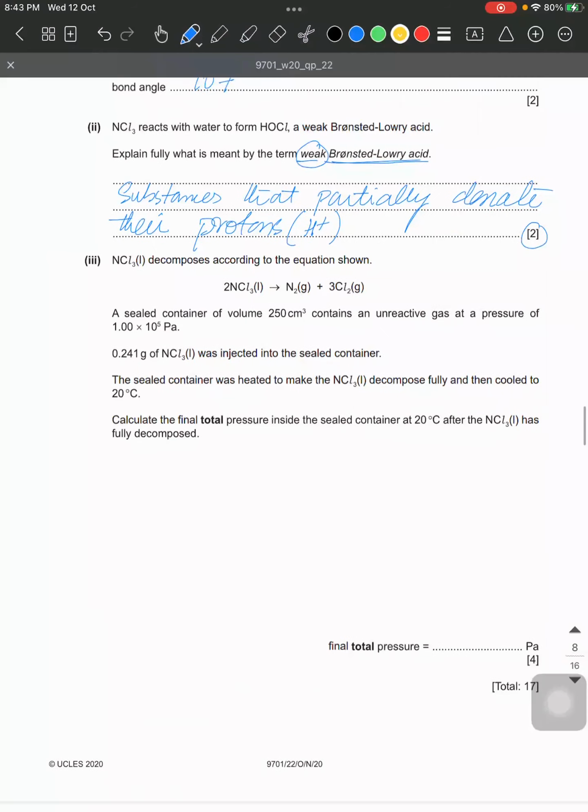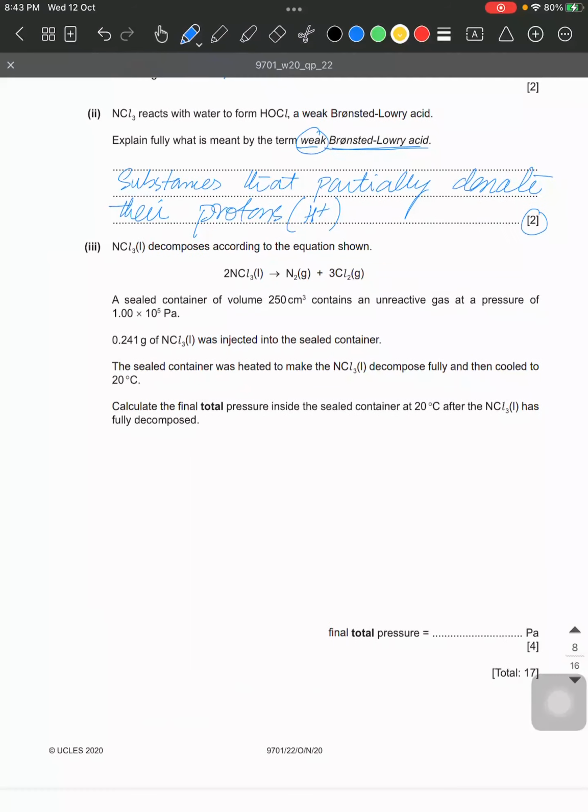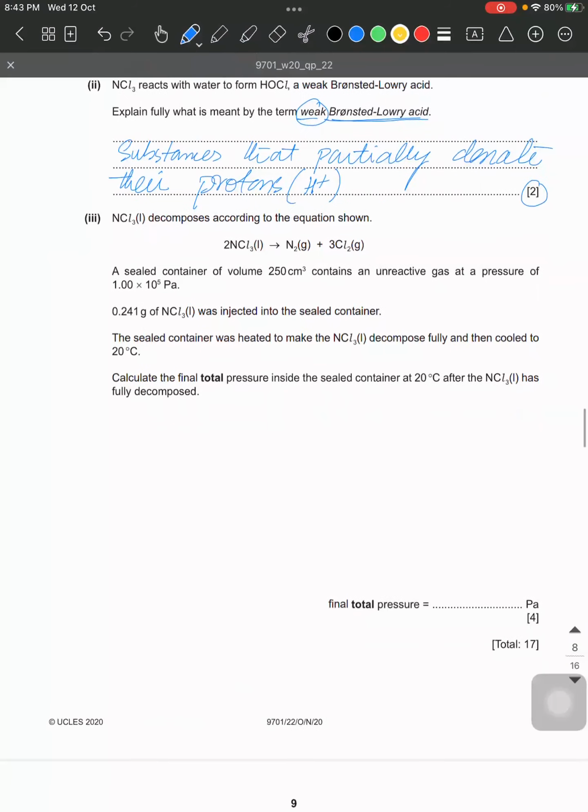Then let's move towards part 3 of this. They are saying that NCl3 decomposes according to the equation shown. A sealed container of volume 2 cm cubed contains an unreactive gas at a pressure of 1 atm, and 0.241 g of NCl3 was injected into the sealed container. The sealed container was heated to make NCl3 decompose fully and then cooled to 20 degrees centigrade. Calculate the final pressure inside the sealed container at 20 degrees centigrade after the NCl3 has fully decomposed.